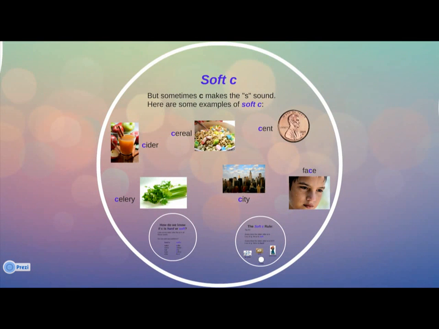The soft C is a little bit different. In soft C, the C does not make a K sound, it actually makes an S sound. Here are words that use the soft C. Pause the video and practice reading them. So these words are cider, cereal, scent, celery, city, and face. They all have that same S sound, but they don't use the letter S, they use the letter C, or soft C.